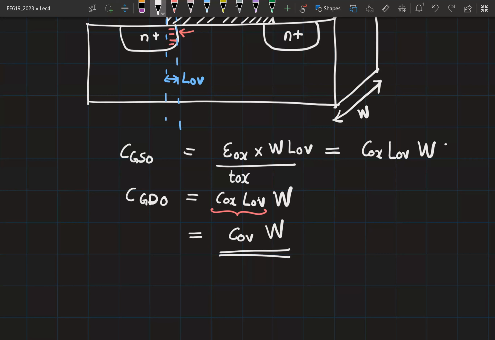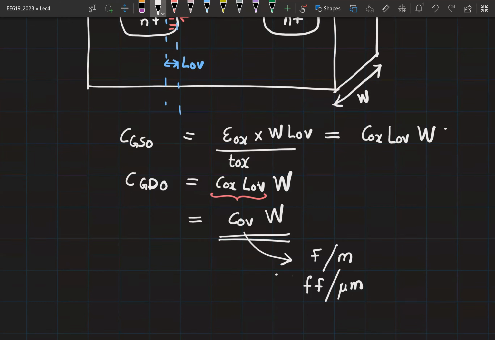Now, what is the unit of COV? This should be farad per meter. But again, we usually represent this in femtofarad per micrometer because the dimensions we deal with are usually in micrometers. So if you get a number like this, you can easily multiply with the micrometer measurement you have, and you'll get the value of the capacitance in femtofarads. This is okay? Any confusion so far?